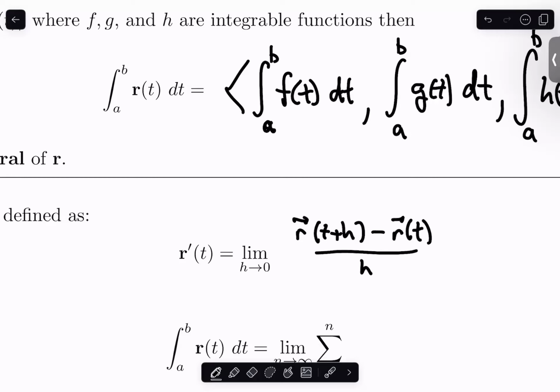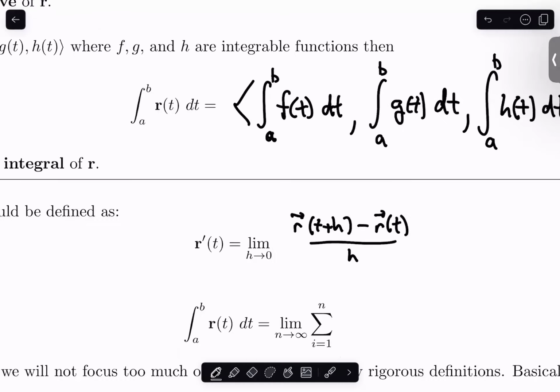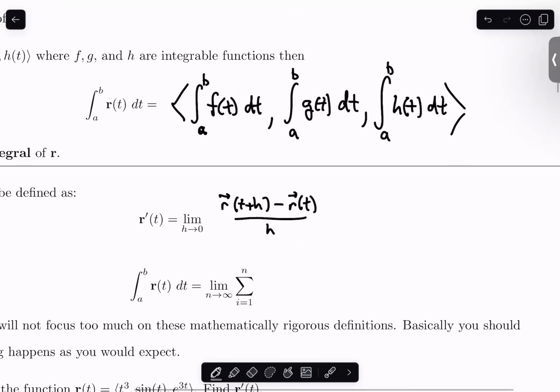And again, these would be vectors. And that limit as h goes to 0, just like this was back in calculus 1, is technically the definition of the derivative. And likewise, integrals. These also technically depend on limits, right?